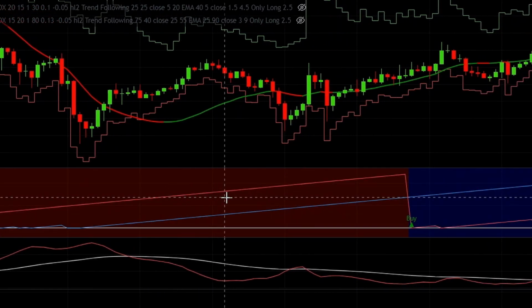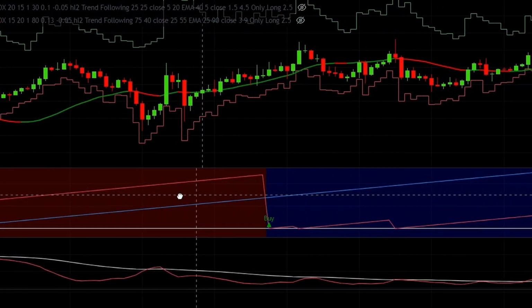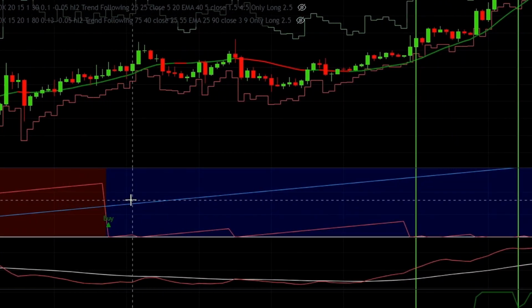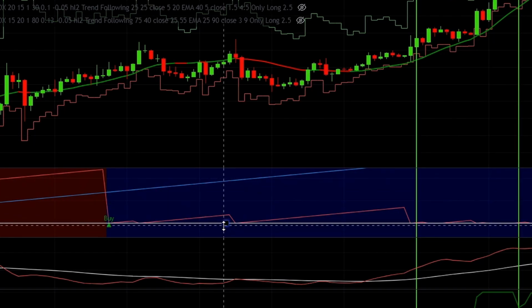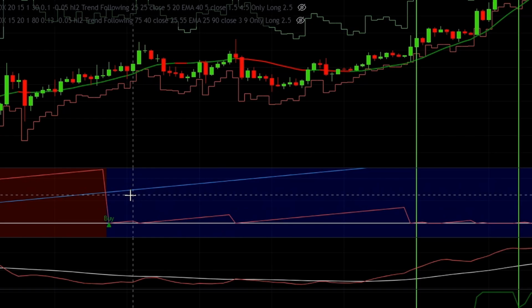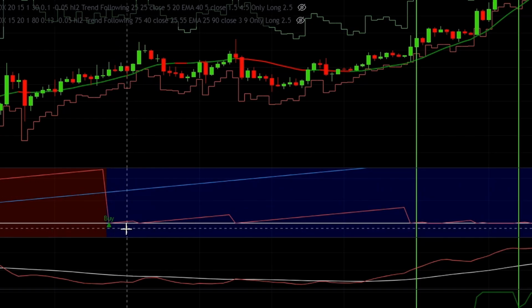Here the red is above the blue, so there is no long entry. But here the blue clearly closed up and it's well above the red one. Also keep in mind that we have a 1 limit level, so if the blue line is above the red line but the blue line is still under the 1 limit level, then that won't be a valid entry.